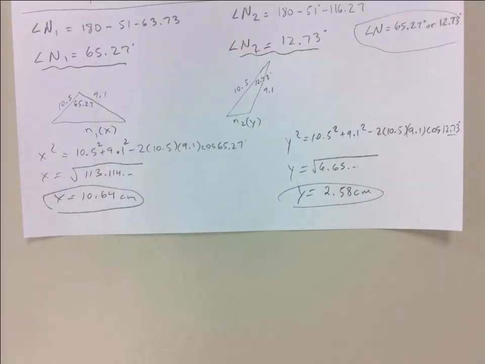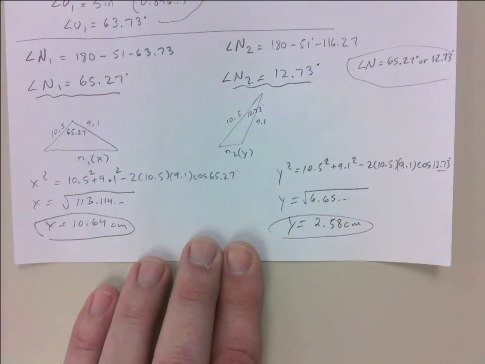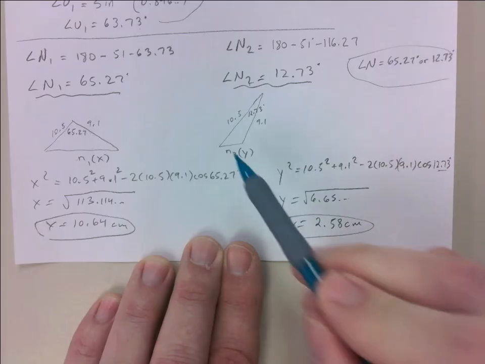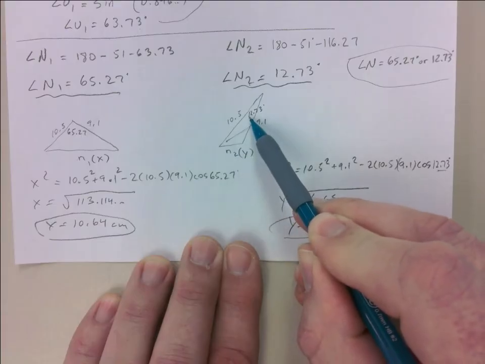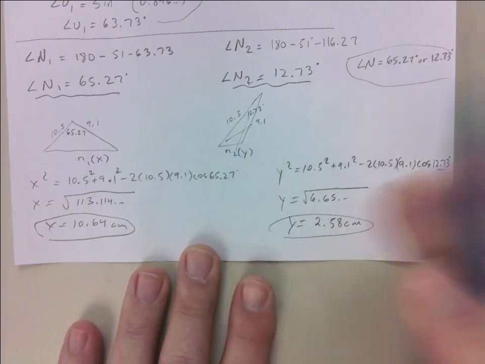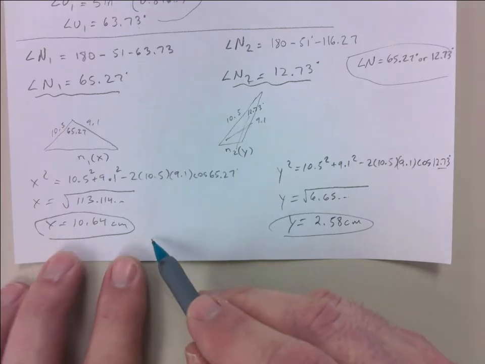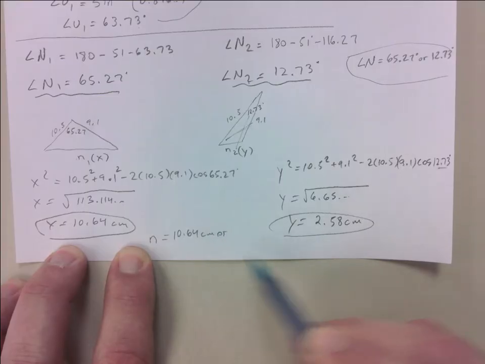So you're doing sine law, you're doing cosine law, you're doing everything multiple times. I do want to make sure you understand, though, that sine law would have been okay still, right? If you technically know that this is 51, so you've got your pair, you could use sine law with the 12.73 to figure out that side, no problem. I don't object. You do whatever works for you. So side N would therefore be 10.64 centimeters or 2.58.